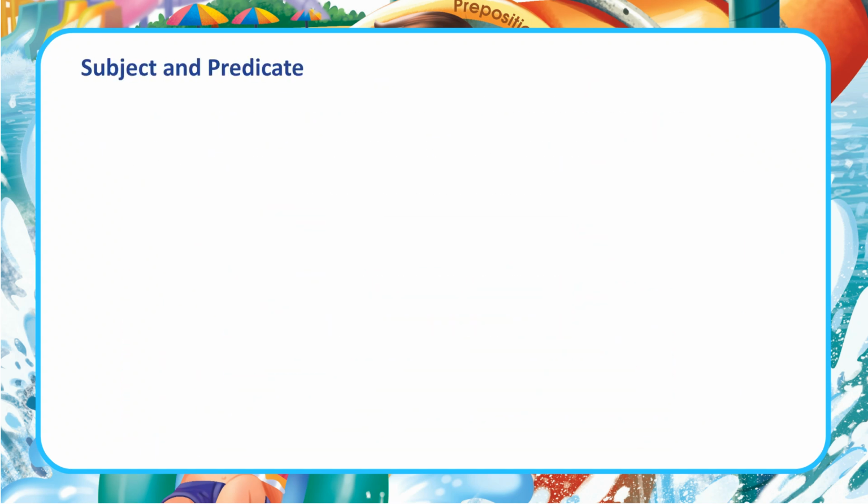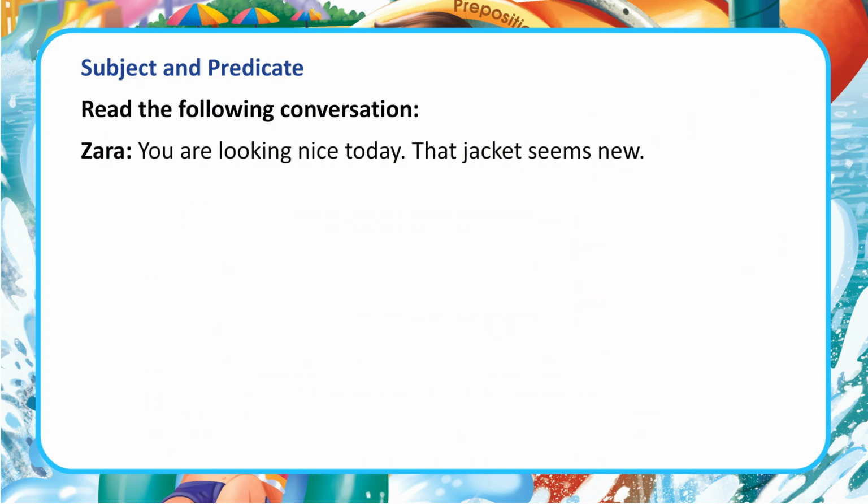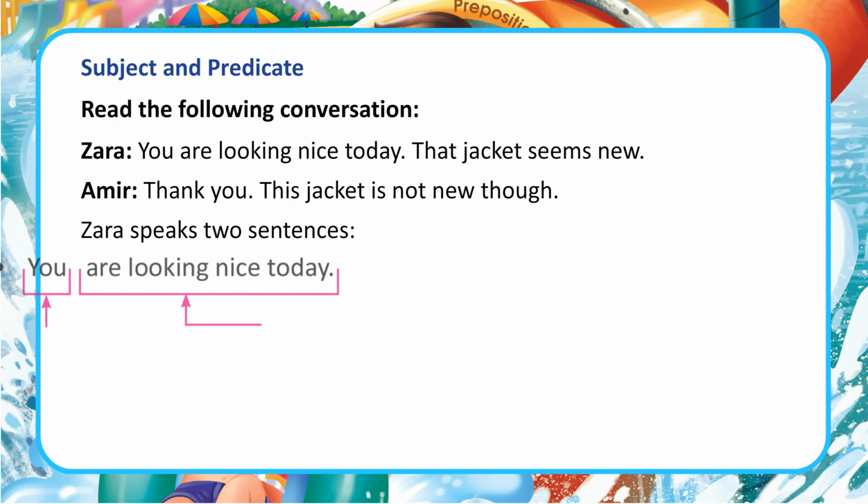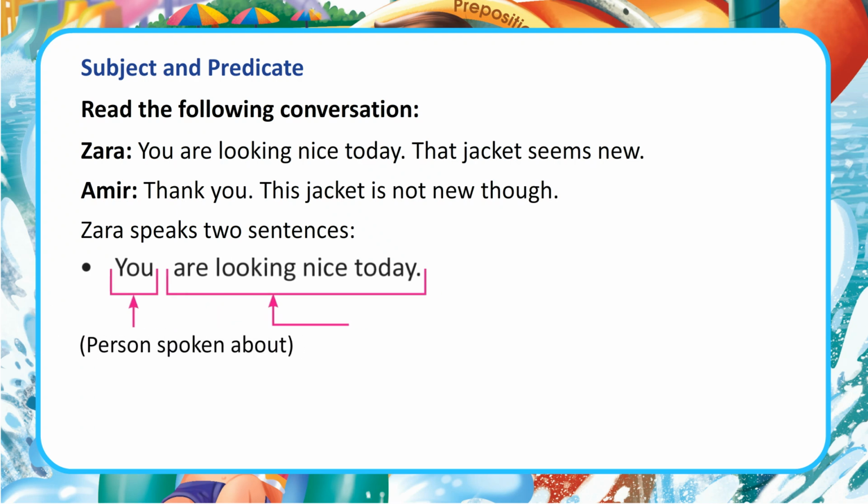Subject and predicate. Read the following conversation. Zara: You are looking nice today. That jacket seems new. Amir: Thank you. This jacket is not new though. Zara speaks two sentences. You, the person spoken about, are looking nice today. What is spoken about the person?